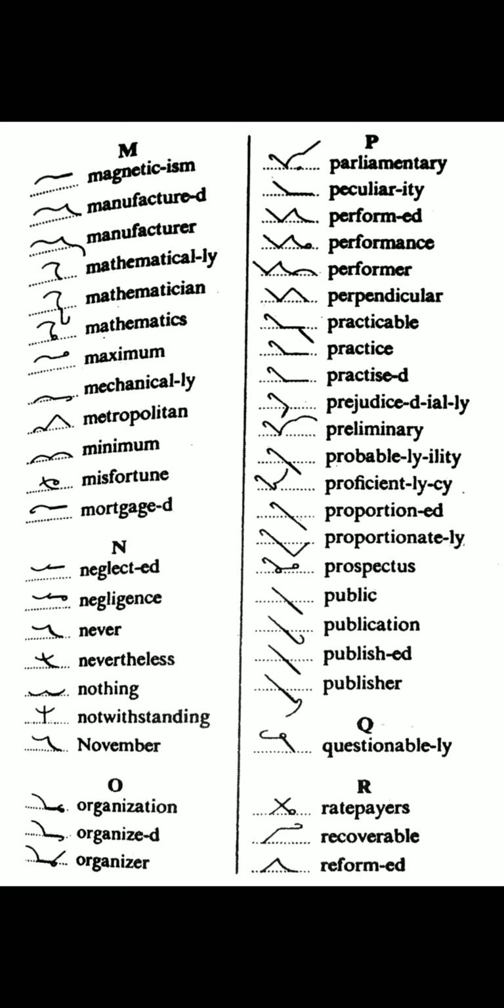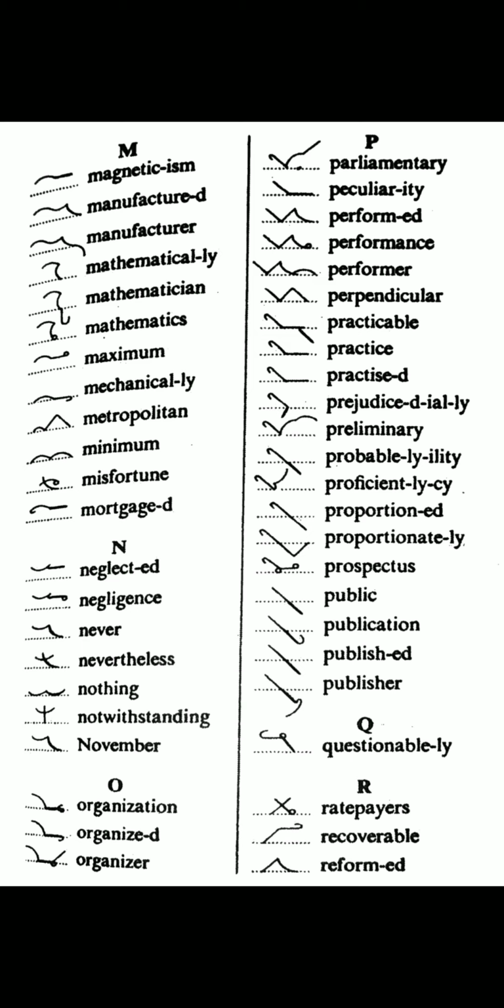M stroke K stroke with N hook on the line for mechanically. M stroke halved upward R with B on the line for metropolitan. M stroke another M stroke on the line for minimum. M stroke above the line with a circle intersecting it with F on the line for misfortune. M stroke with R hook with gay stroke above the line for mortgage or mortgaged.